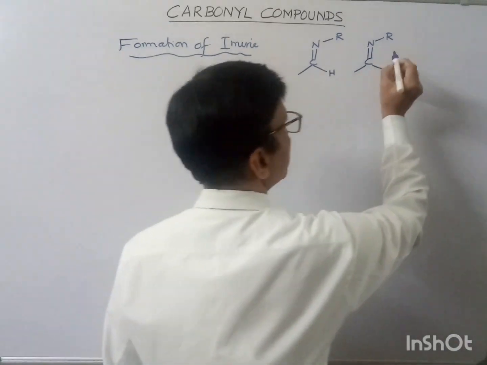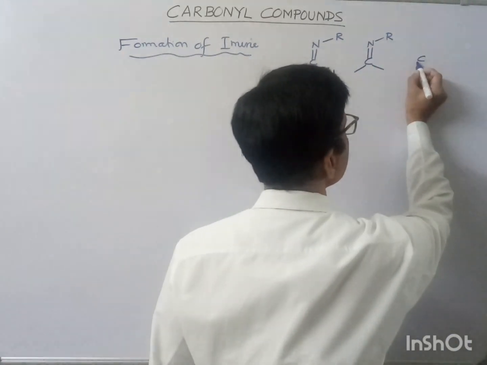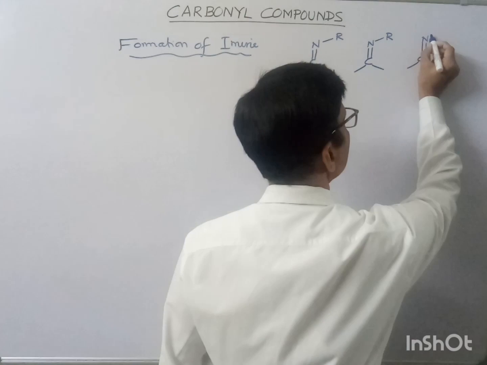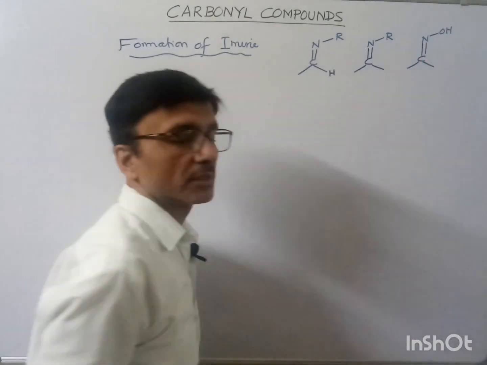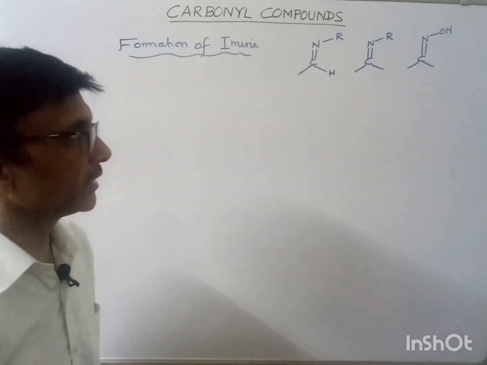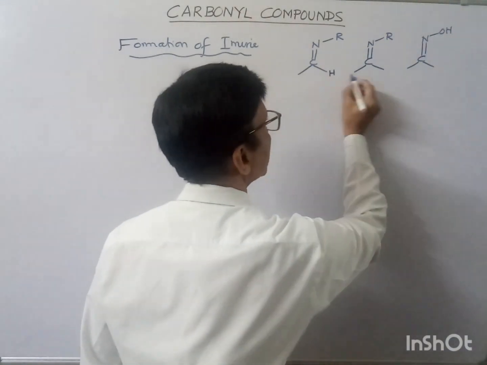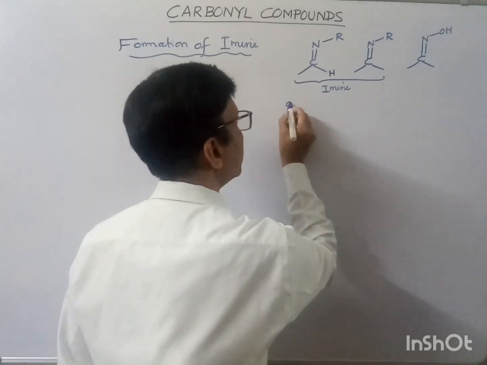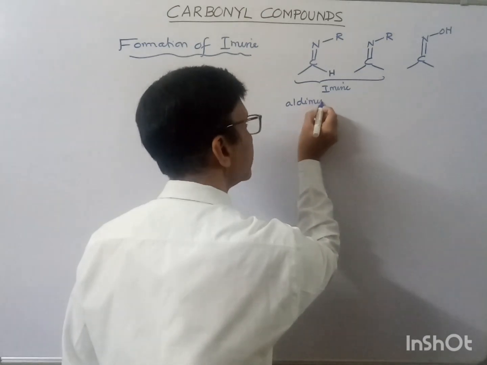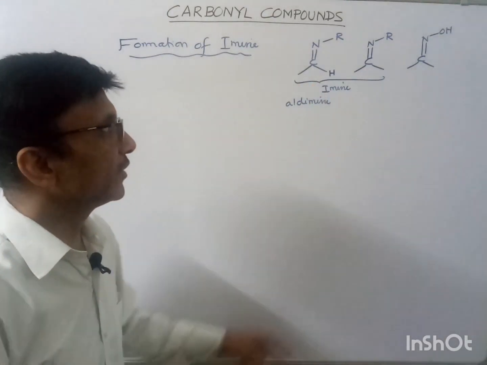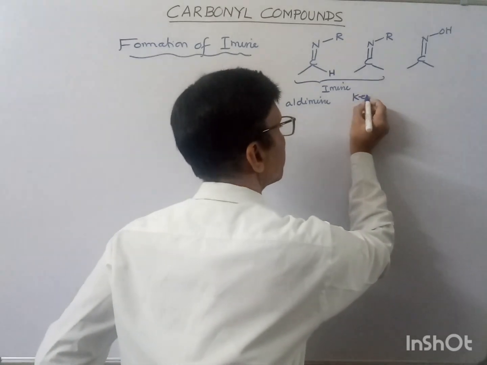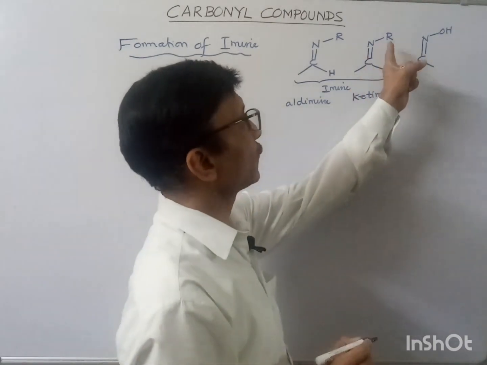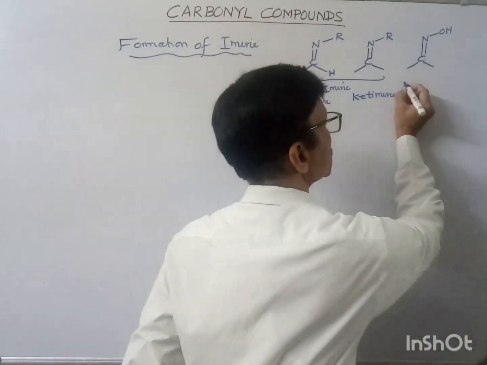Now, suppose this is the alkyl group, and in place of this alkyl group, if we have a hydroxyl group, then that is called an oxime. So these both are imines. This one is called an aldimine because it is formed from the aldehyde, whereas this is called a ketimine because it is formed from the ketone. Now in place of R, if we have an OH group, then that is called an oxime.